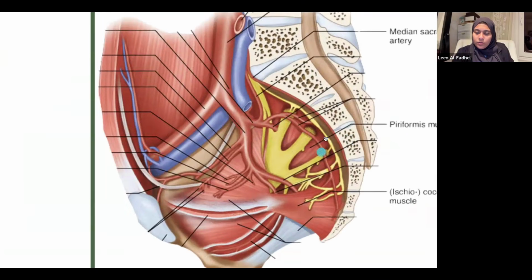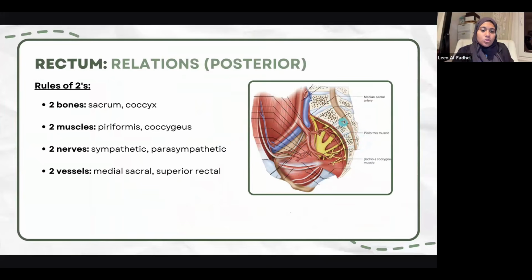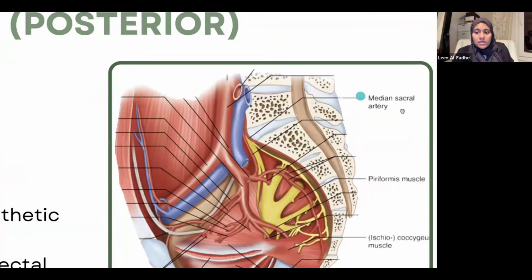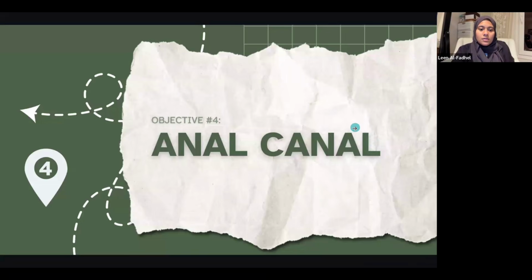Piriformis is right over here. Coccygeus is right over here. Okay? They've taken out the rectum in this image, and this is what you find posteriorly. Two nerves, sympathetic, parasympathetic. And two vessels, which is the median sacral artery, which is this one. And the superior rectal, which I cannot find here. And that is it. That's all for my part.